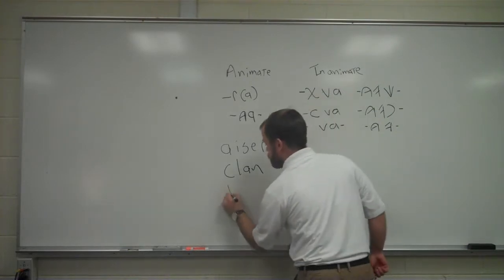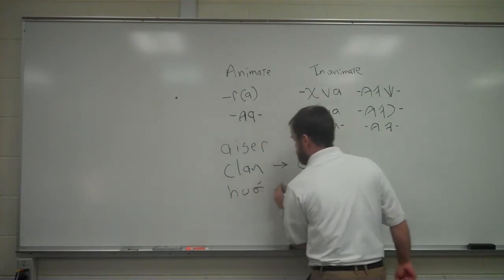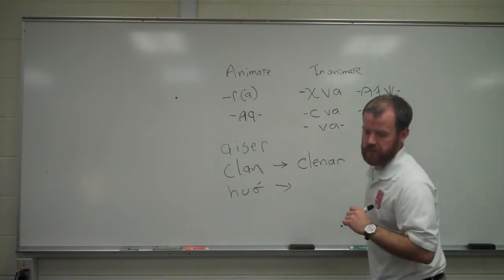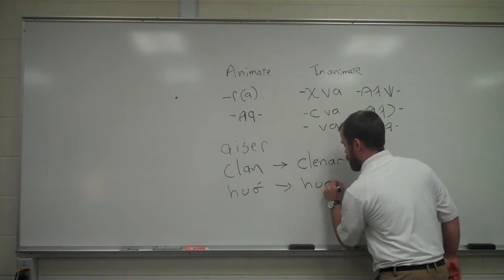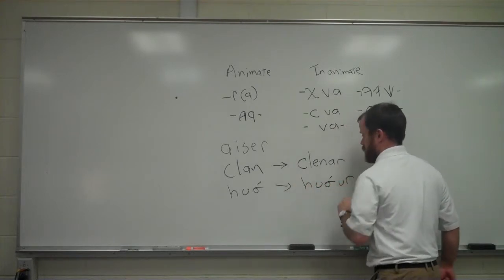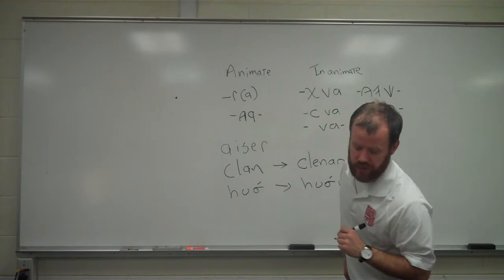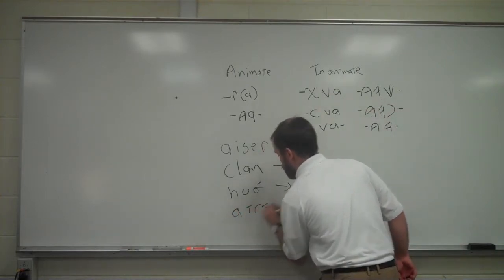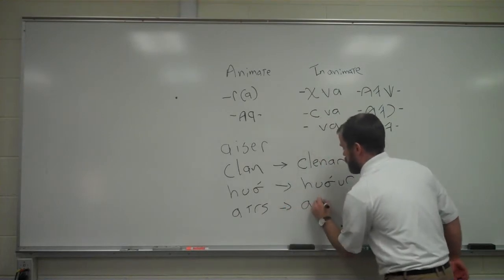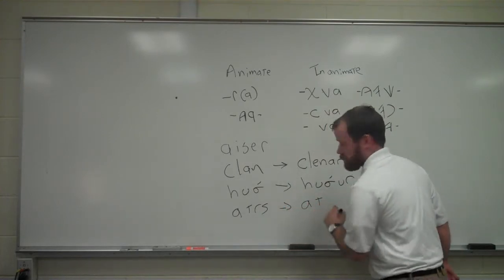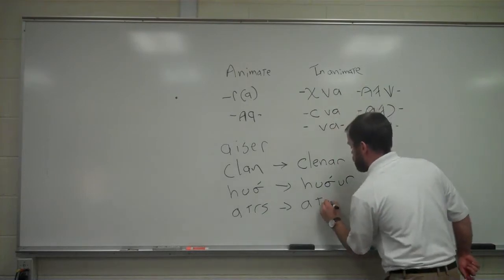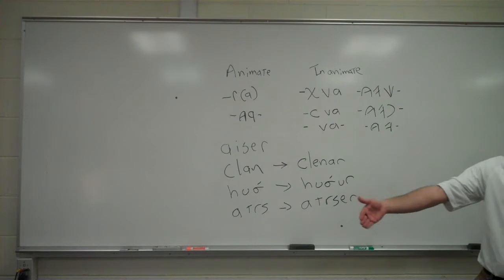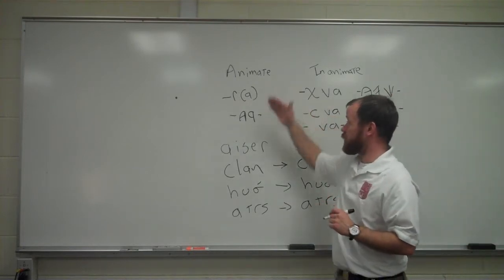Child, hush, and that pluralizes to husher. Or parent, which is atres. And that pluralizes, let me make sure I'm spelling it, atreser. Alright? So this R ending is the plural form of animate objects.